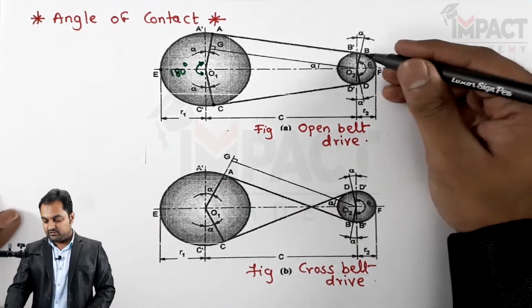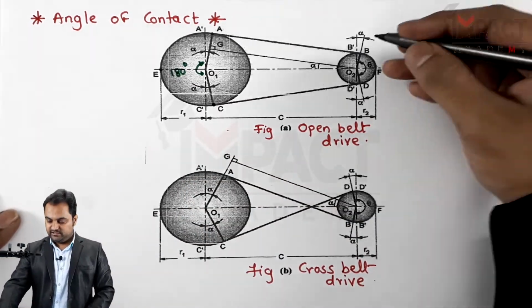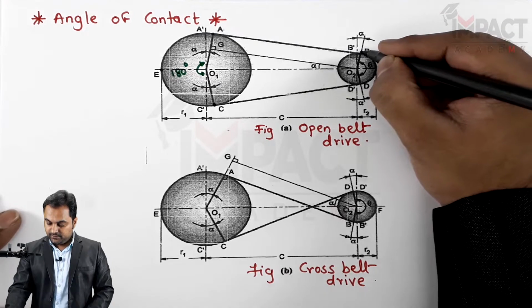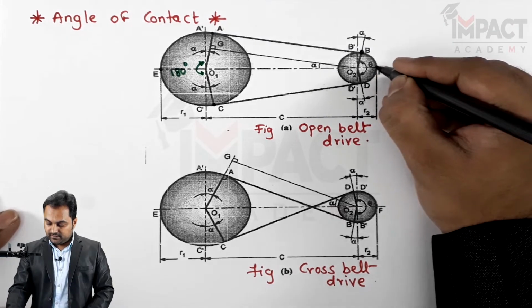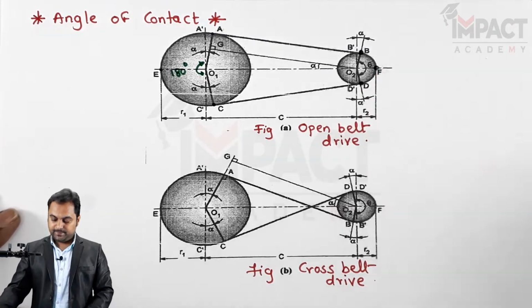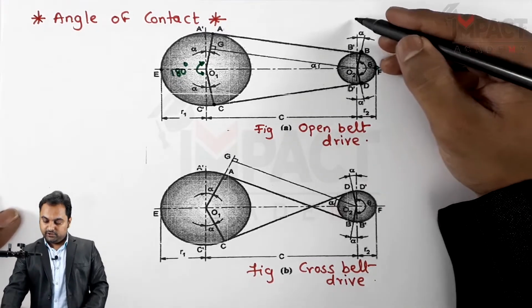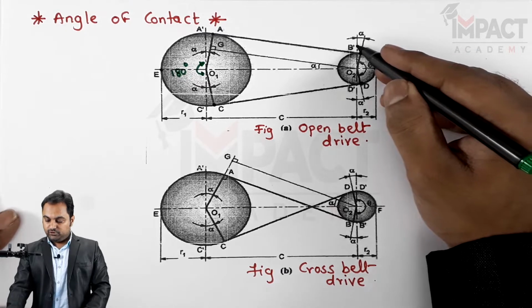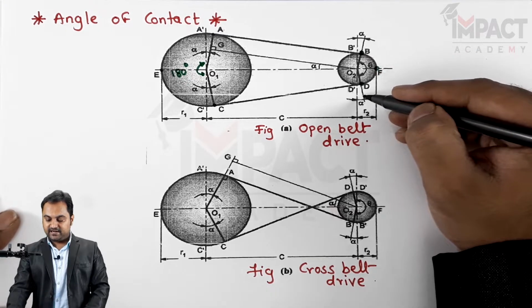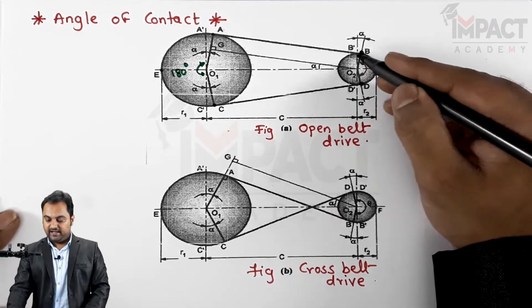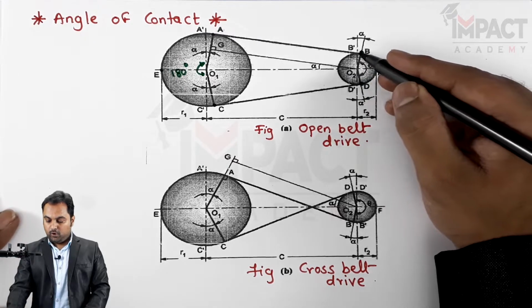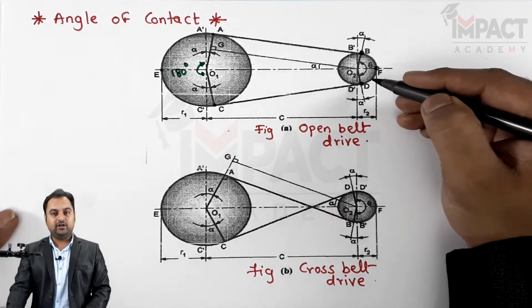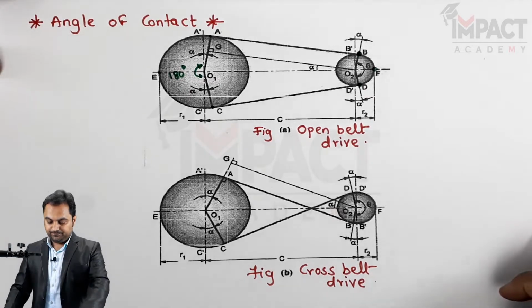Consequently, when I see this cross belt drive, I can clearly see that the angle of contact is from this point B, F and up to D. Here this vertical line indicates 180 degrees, and from both sides alpha has been subtracted. So for the smaller pulley, the angle theta would be 180 degrees minus 2 alpha.